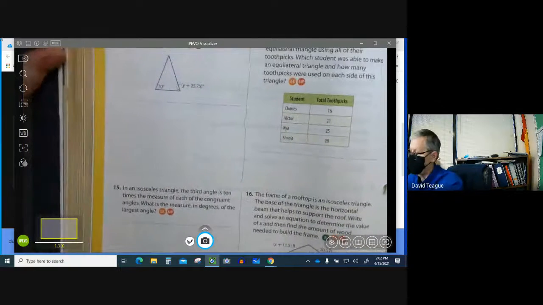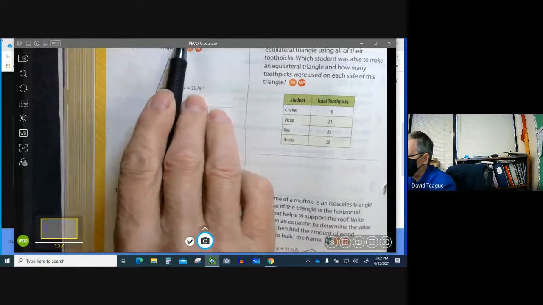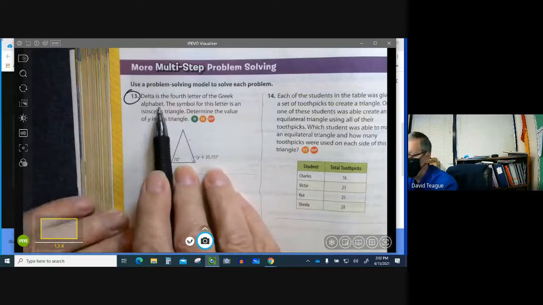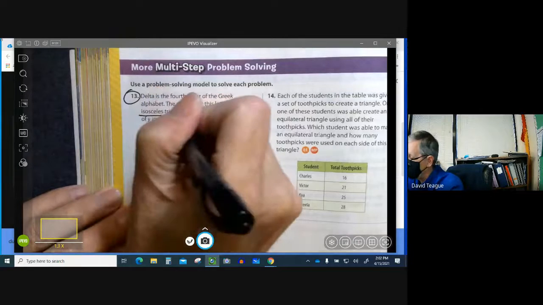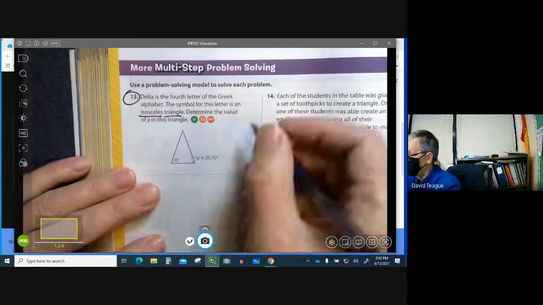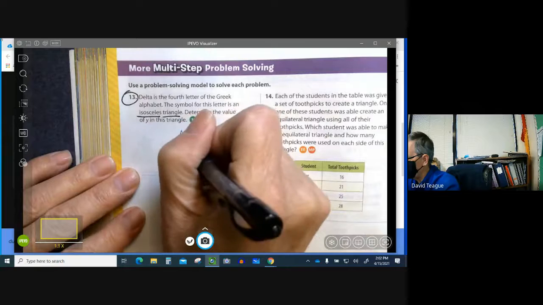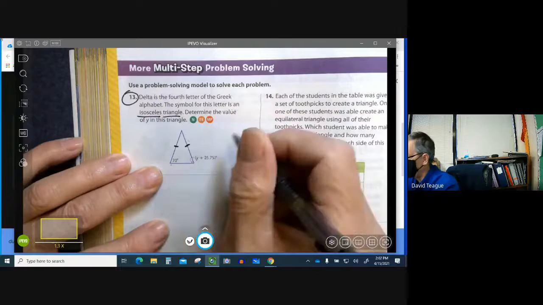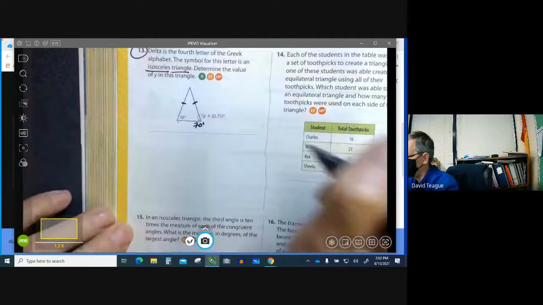The next question is 13. It says delta is the fourth letter in the Greek alphabet. The symbol of this letter is an isosceles triangle. Determine the value of y in this triangle. So in an isosceles triangle, we know that these two sides are congruent. We know that both base angles are congruent in an isosceles triangle. So we know this angle is 70 degrees.